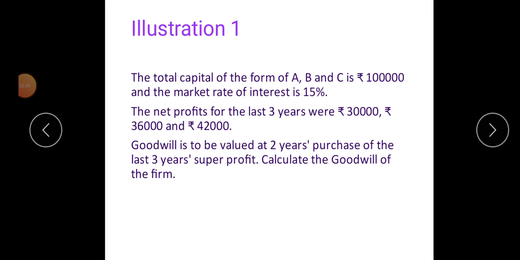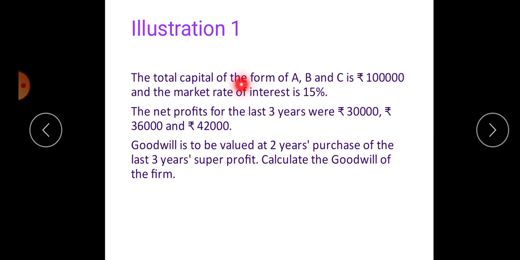Now let's take one illustration. There are three partners whose total capital is 1 lakh rupees, and the normal rate of return is 15%, or we can say the market rate of interest is 15%. Three years profit is mentioned: 30,000, 36,000 and 42,000. With the help of these 3 years profit we can calculate the average profit. Goodwill is valued at 2 year purchase of the last 3 years super profit.